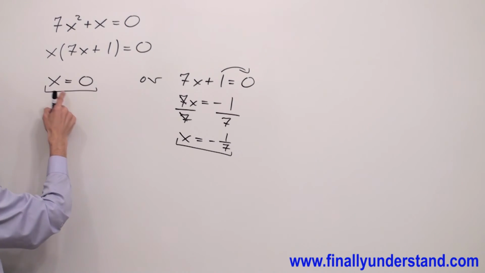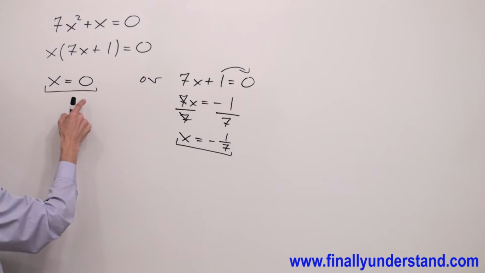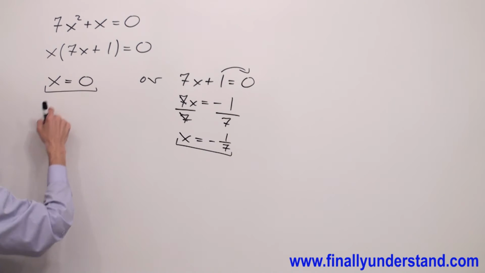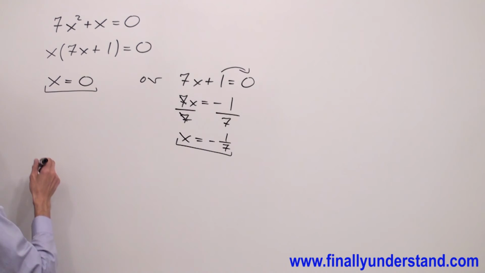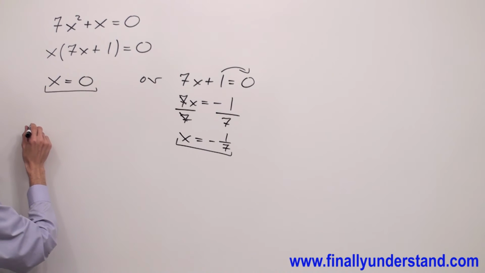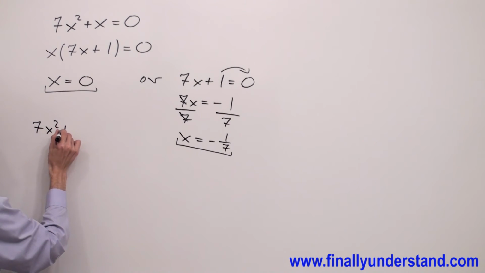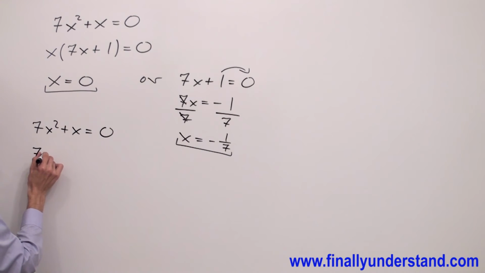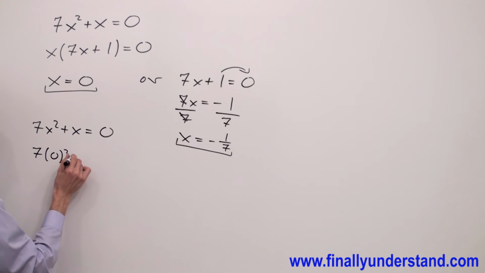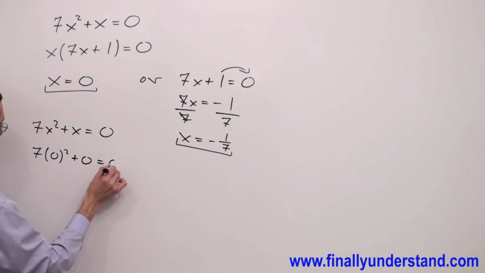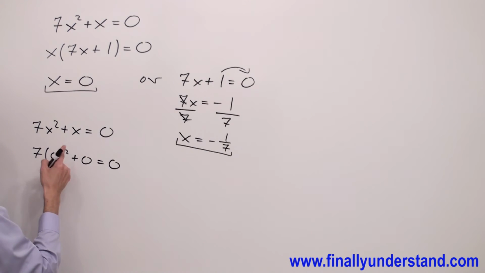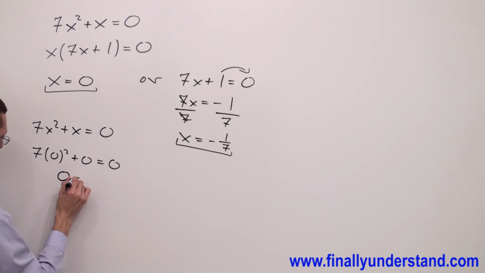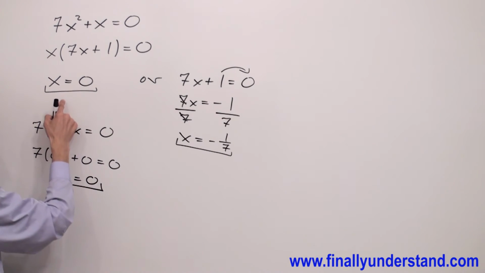In order to verify these two answers, you're supposed to substitute x in the original equation by 0 and later on by -1/7. So copy down the original equation. You have 7x squared plus x is equal to 0. And I have 7 times 0 to the second power plus 0 is equal to 0. 0 to any power gives me 0. 0 times 7 is 0 plus 0 is 0. 0 is equal to 0. So this is a correct answer.